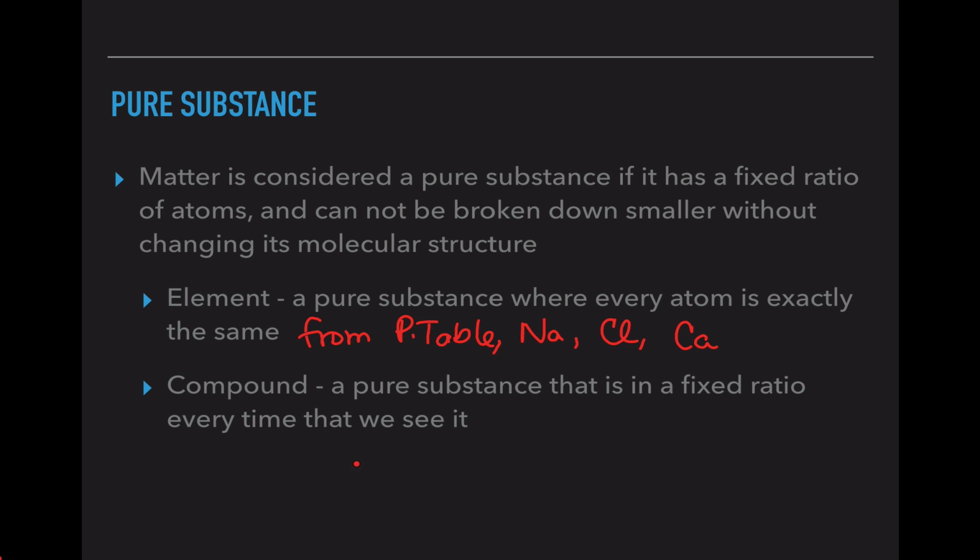A compound is a fixed ratio of elements bonded together. So if we look at these three items, sodium bonds to chlorine. Every time you see sodium chloride, there is one sodium and one chlorine. Calcium bonds to chlorine, but every time you see calcium chloride, there is one calcium and two chlorines. If we break this calcium chloride down any further, it just separates again into Ca and Cl. So that changes that chemical substance. So this is as low as it can go without changing what that item actually is.